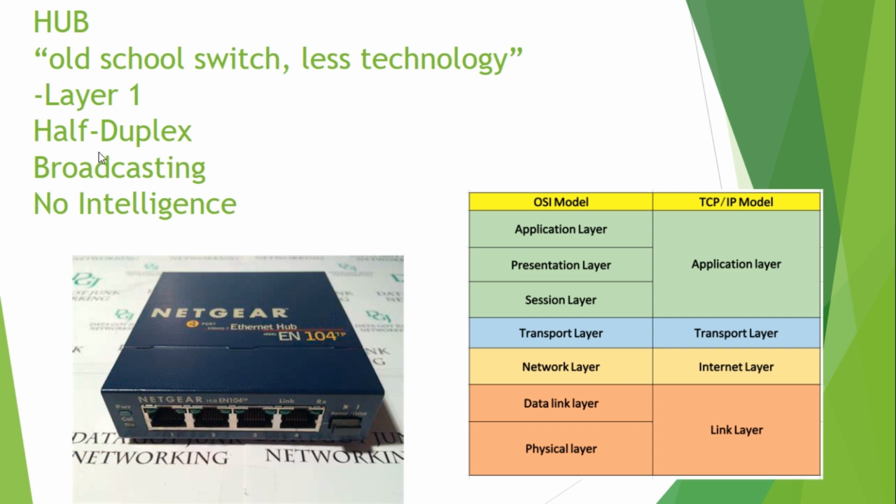Half duplex, anytime you see half duplex or full duplex, half duplex basically means it can only do one thing. It can either send information or it can receive information. So this device can either send or receive. It can't be parallel. It can't send and receive at the same time. And basically what I said, broadcasting, when you see broadcasting, that's just literally repeating information. So right here, no real intelligence, so to speak, but nonetheless, pretty cool technology. It's just like, hey, that's what we had at the time, and look where we are now. Old school switch, less technology.